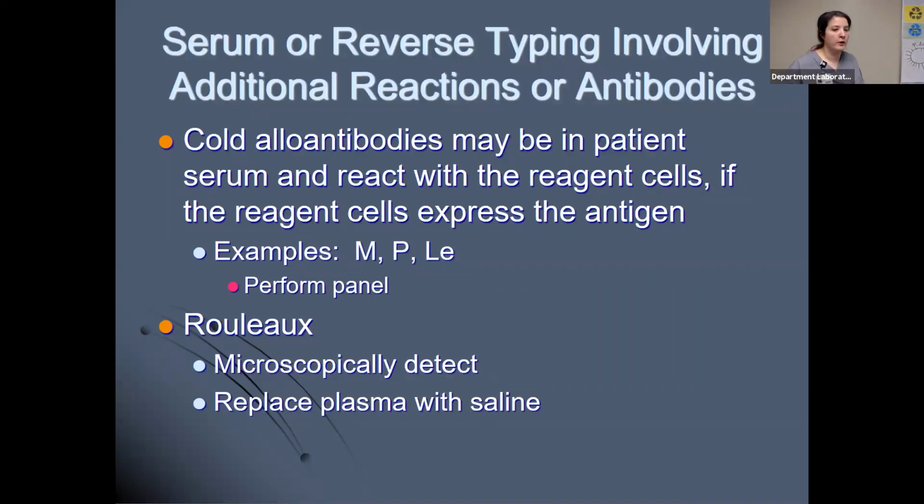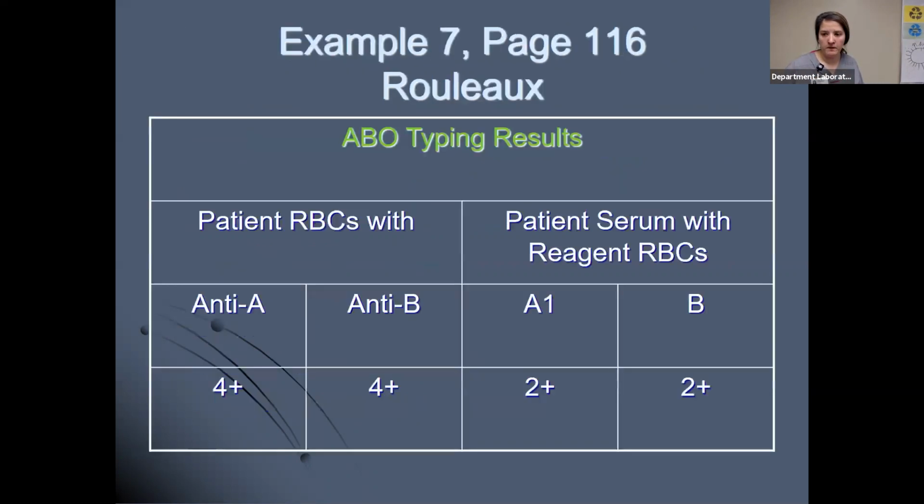Rouleau, I mentioned Rouleau earlier too. It can cause false positives. Rouleau is oftentimes mistaken for agglutination, and it will cause false positives as well. So here's an example of what Rouleau would look like. And remember, Rouleau is due to excess protein in the plasma, so it is going to affect our reverse reaction. Okay, so take a look at this example.